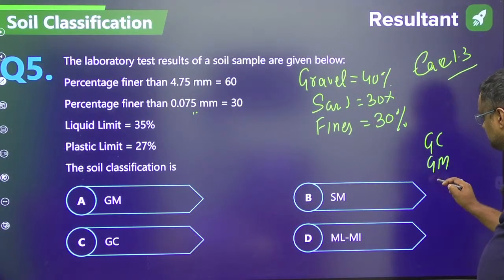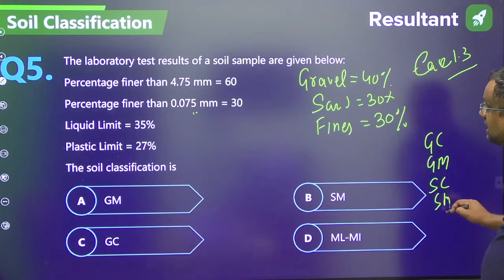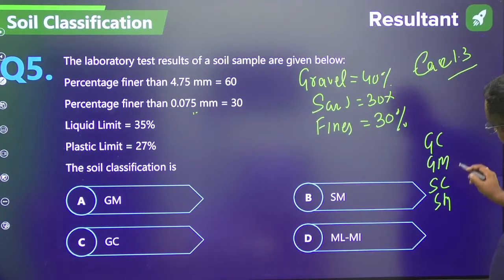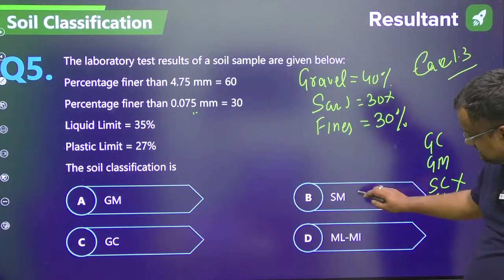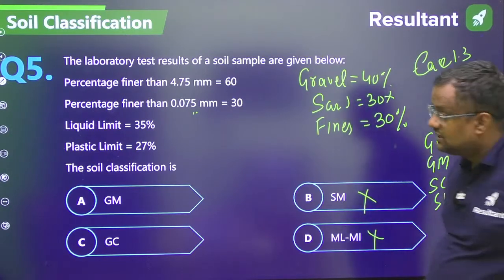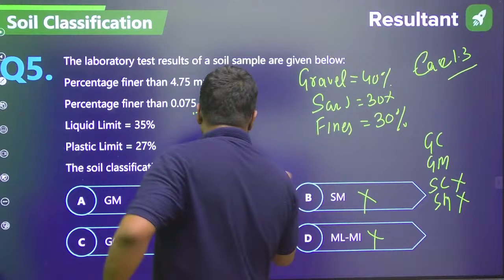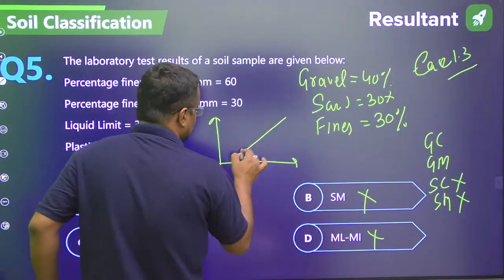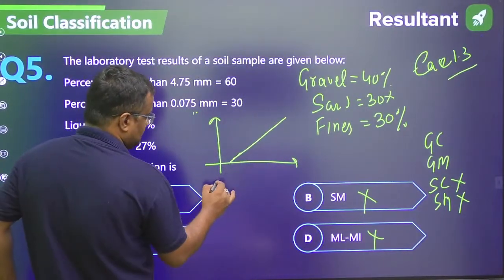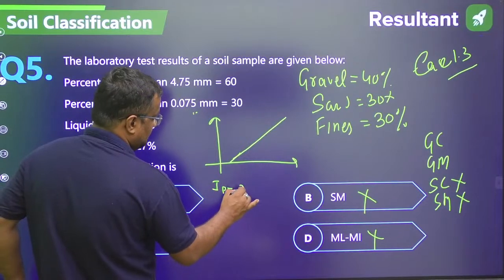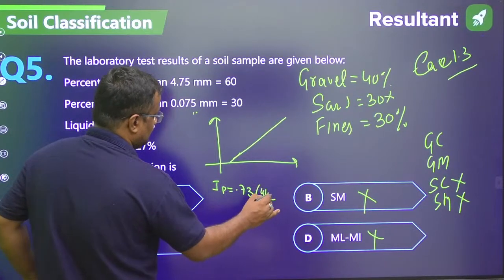GC, GM, SC, SM. Out of gravel and sand, gravel is more, so sand cannot be there. Either it is GC or GM. So these cannot be there. Now clay and silt. The IP equation of the A line is 0.73 WL minus 20.